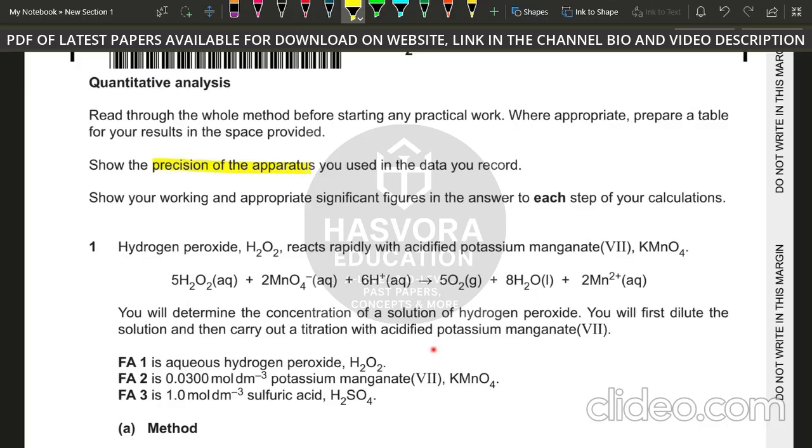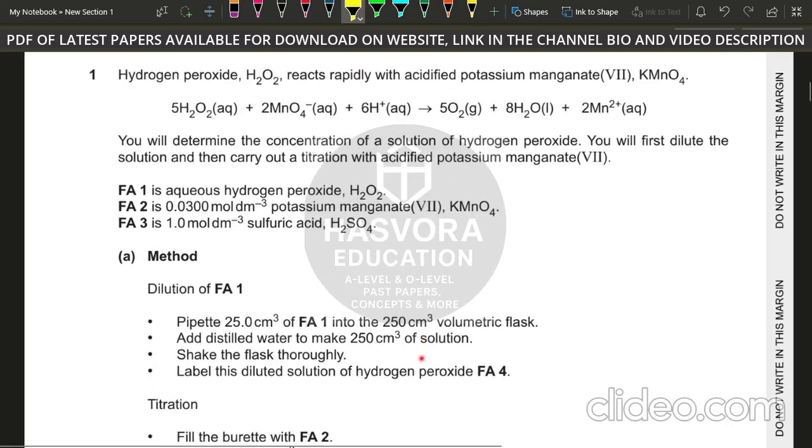In the example of the burette, if you have a reading of 32 cm cube, you should know that the burette gives you an accurate reading to 2 decimal places, so you should write 32.00. That's how you show the precision of the apparatus. Show your working and appropriate significant figures in the answer to each step of your calculations. Okay, so now let's begin with the first question.